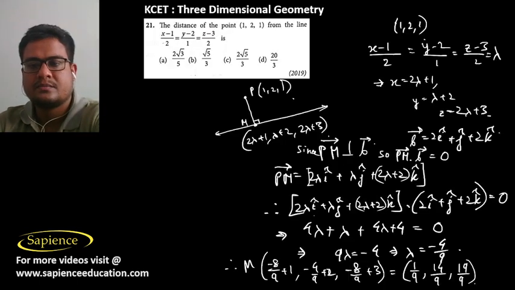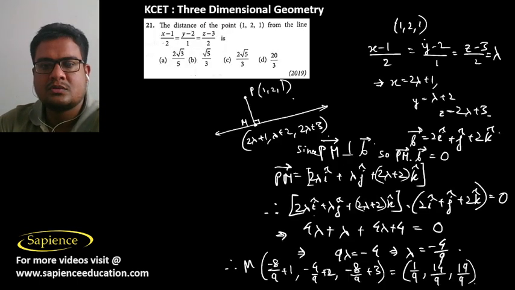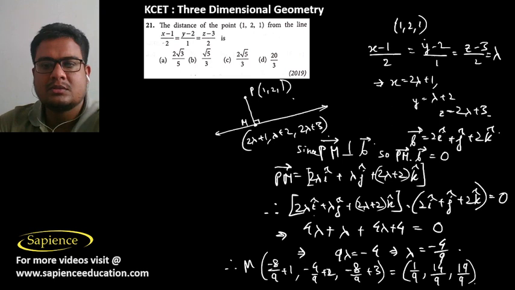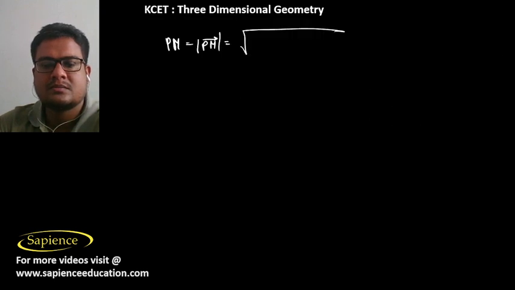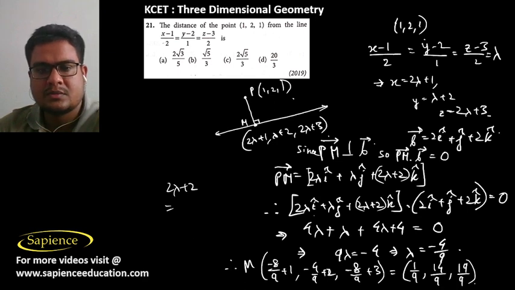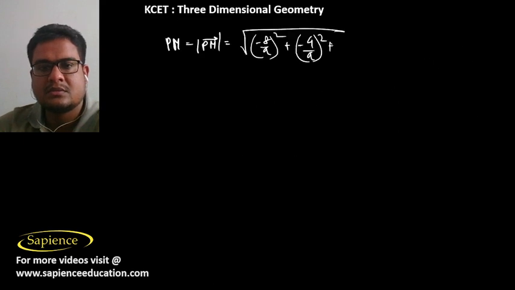To find the distance PM, the length PM will be the magnitude of PM vector, that will be equal to square root of (2 lambda, that is minus 8 by 9) whole square, plus (lambda, that is minus 4 by 9) whole square, plus (2 lambda plus 2, that is minus 8 by 9 plus 2, that is 2 nines are 18, 18 minus 8, 10 by 9) whole square.